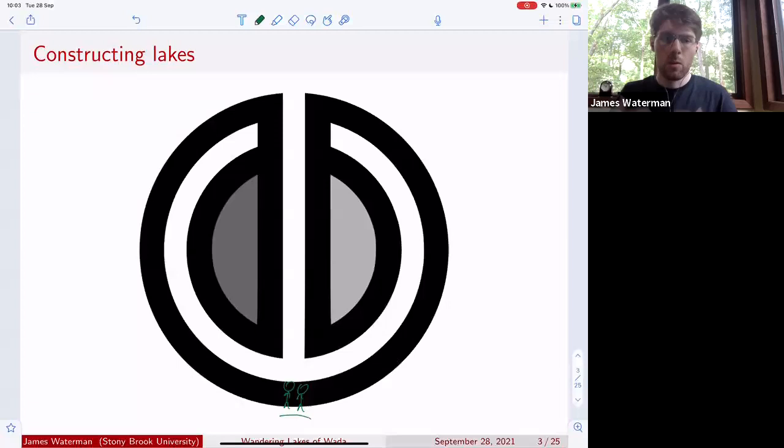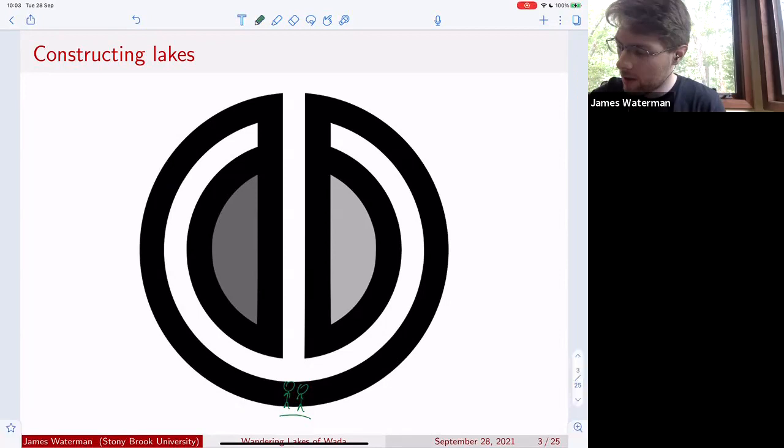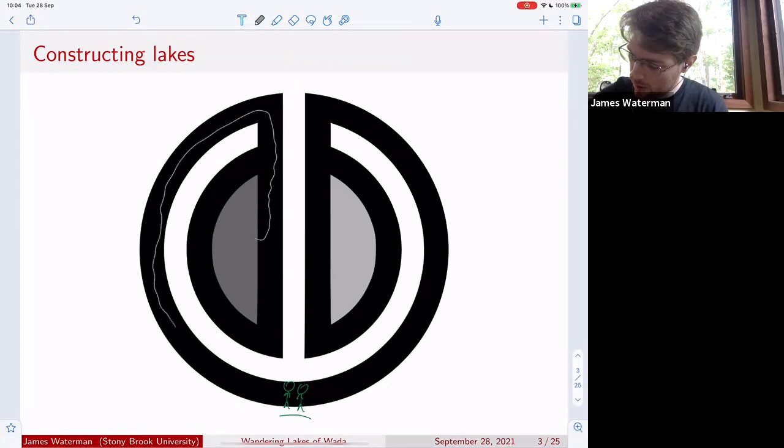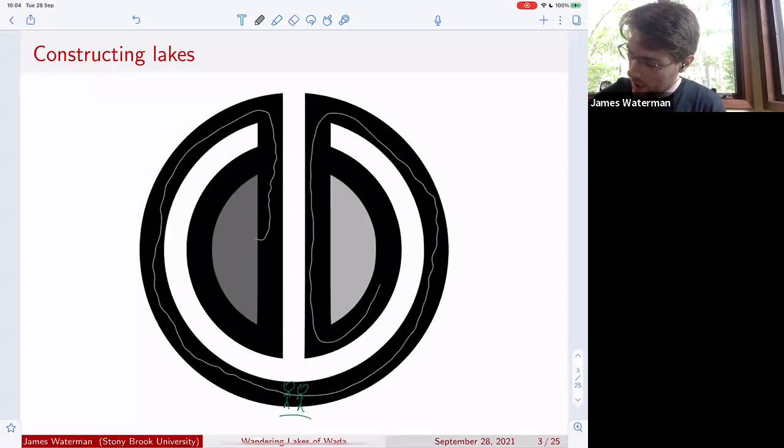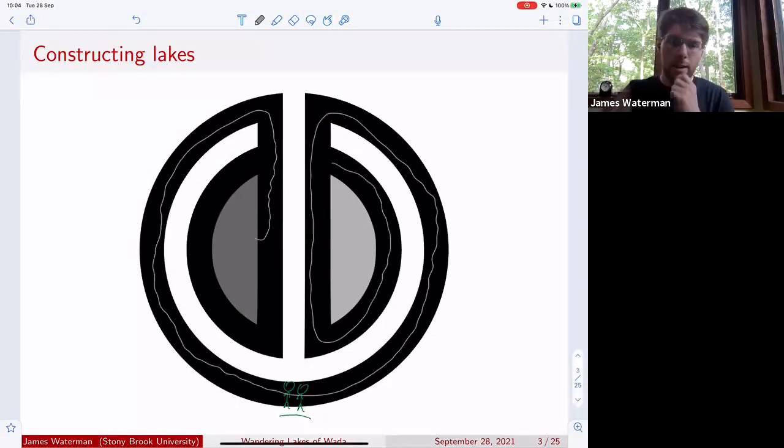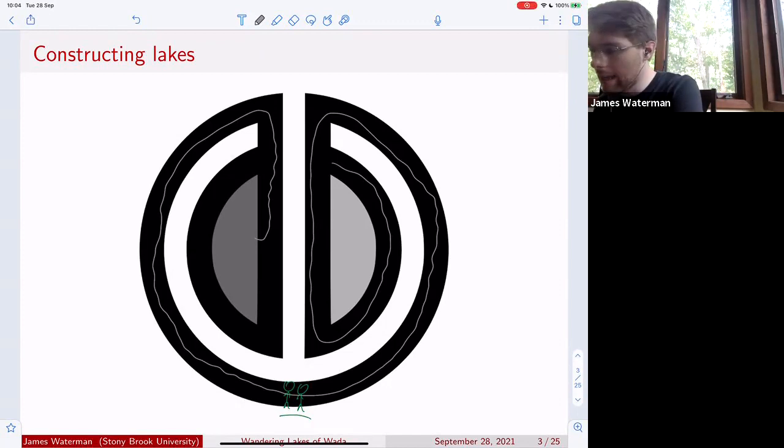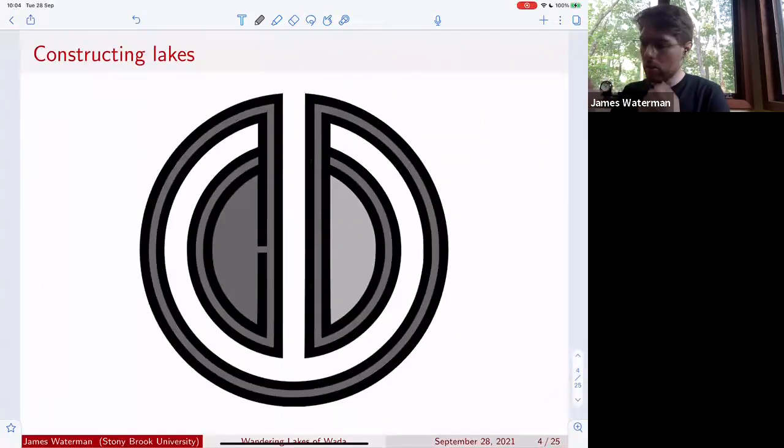So what did they do? Well, they do what they do best, and they build another canal. They build a canal from here all the way around, so that, again, every point in the island is within some specific distance of this lake and its extension. In the end, we get a picture that looks like this, where we've extended our lake with this long canal.